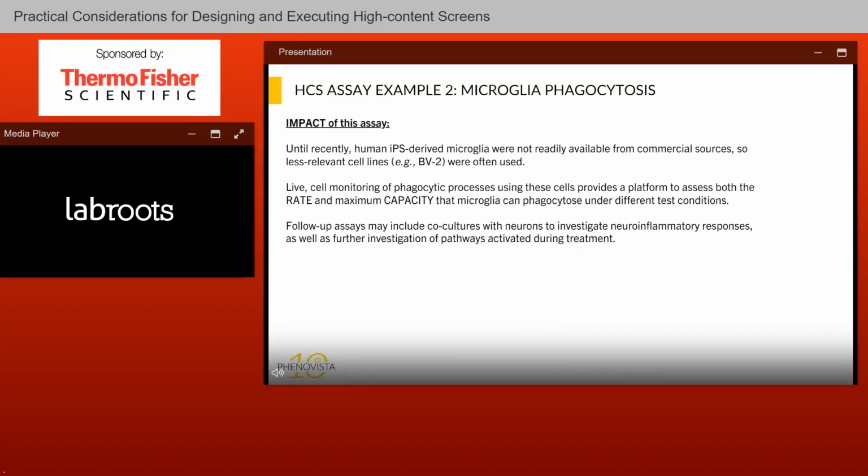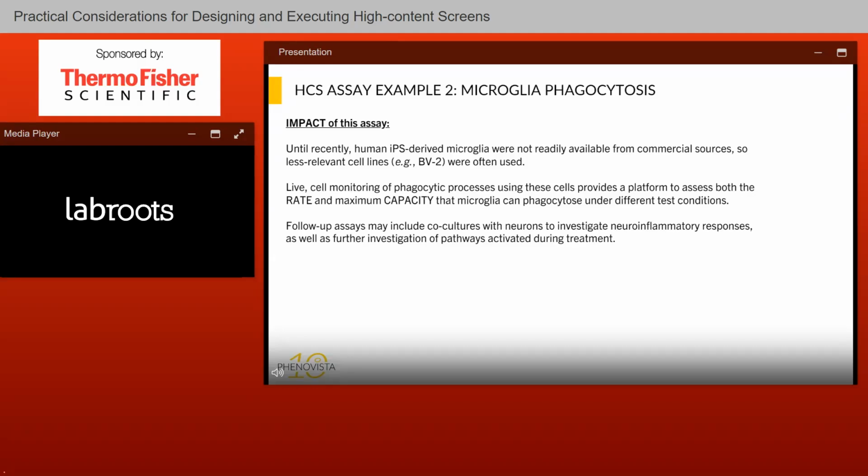So for this assay, until recently, probably 4 years ago, 3 years ago, human iPS-derived microglia were not really commercially available. So researchers often had to use less relevant models like the mouse BV2 cell line. But now that we can use this human line, we're able to measure not just the rate of phagocytosis, but also the sort of maximum capacity.